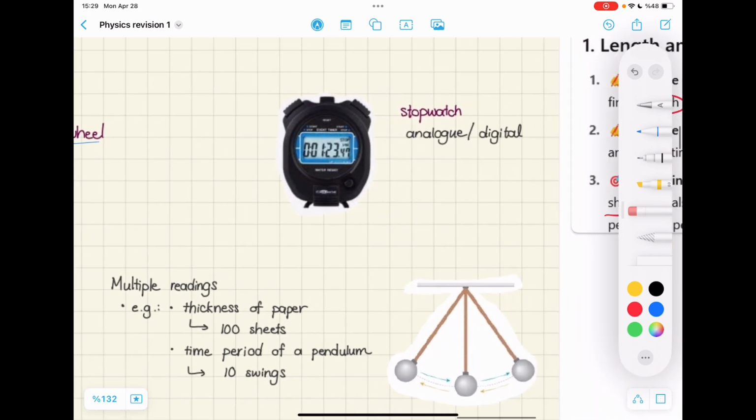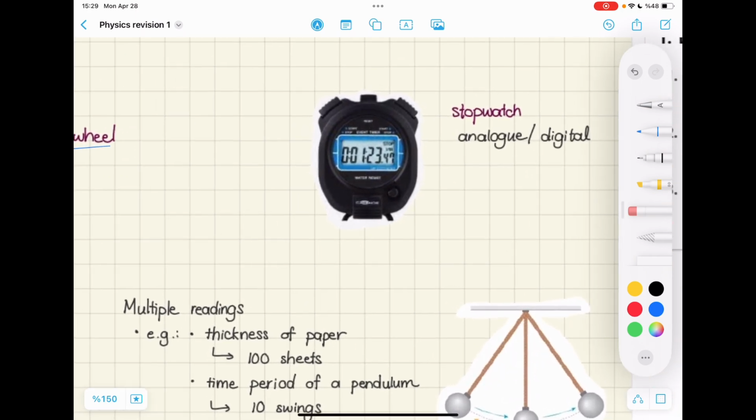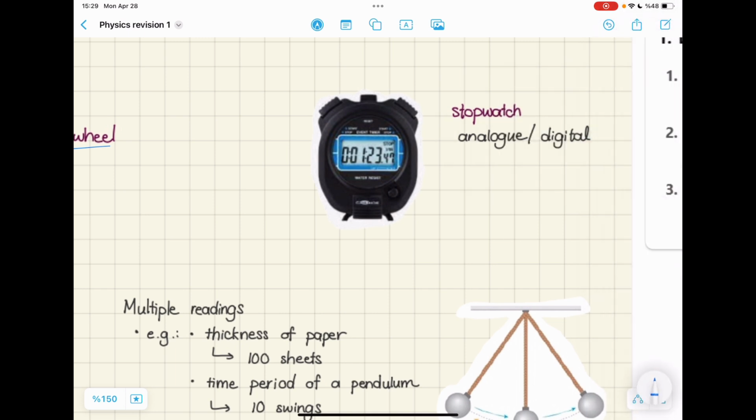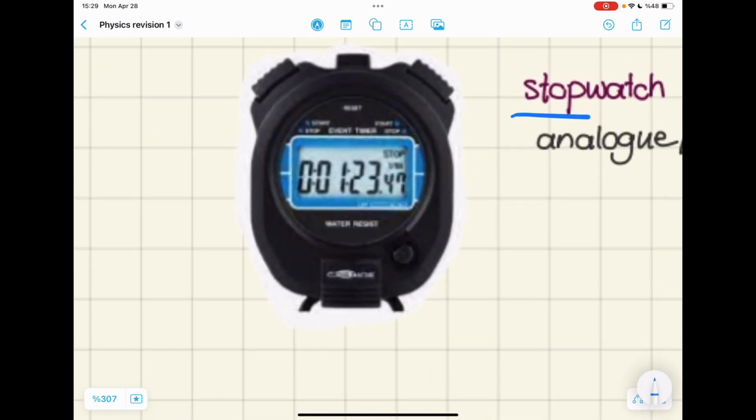A stopwatch can be analog and digital. It's an instrument that we use to measure time, of course. So we do not use a watch to measure time. We use a stopwatch, because a stopwatch is something where we can control what is happening here. So for example, here this is the hour. This part here will be related to the minute. Then we will have seconds. And then in the end, we will have milliseconds.